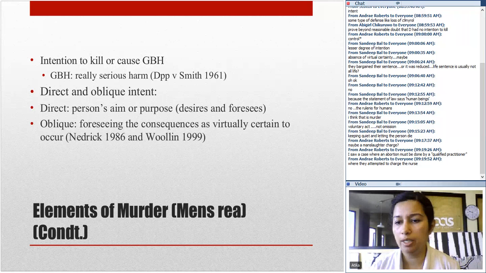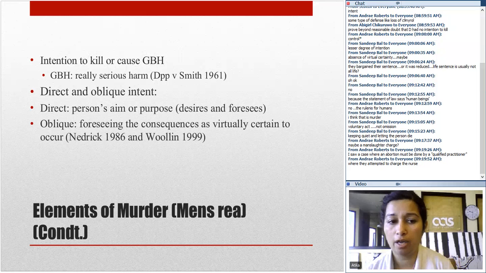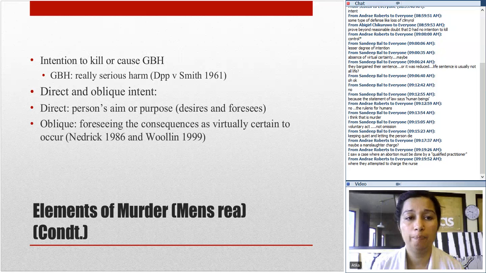There's also direct and oblique intent that comes into play. I'm not going to go into detail on that because we have already read about it; I'm just going to touch upon it. Direct intention is a person's aim or purpose, something that he desires. He desires to kill, and he foresees that if it hits this person, he's going to die. That's your direct intent. Then there's oblique intent: foreseeing the consequences as virtually certain to occur. That we read in Woollin and Nedrick, if you remember from causation previously.